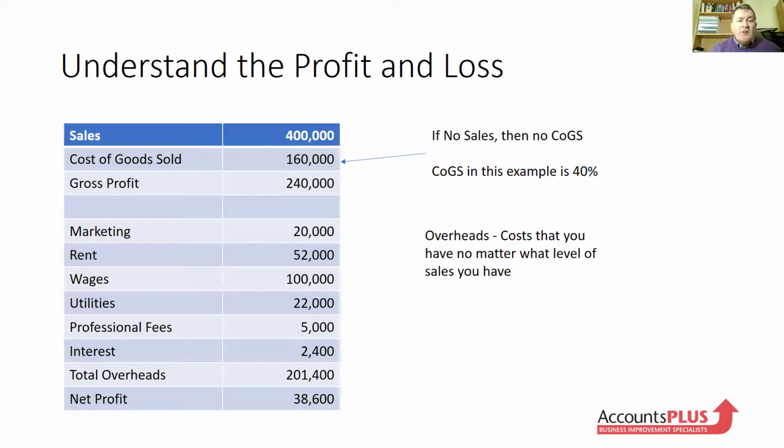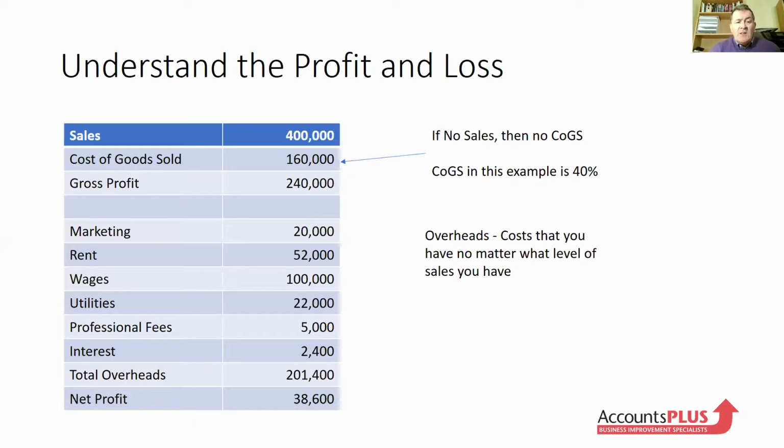First of all, you need to understand your profit and loss and the different elements of it. So your profit and loss will have a sales figure, the value of everything you sell, and then you'll have a cost of sales figure. The cost of sales figure, or the cost of goods sold, is the cost of everything that you're selling. So if you've no sales, you'll have no cost of sales. And if you have sales, you should have cost of sales.